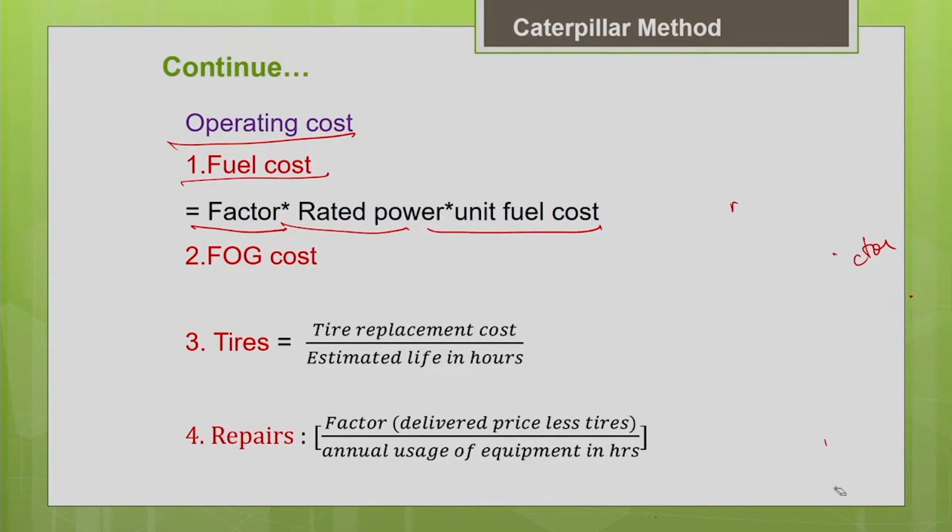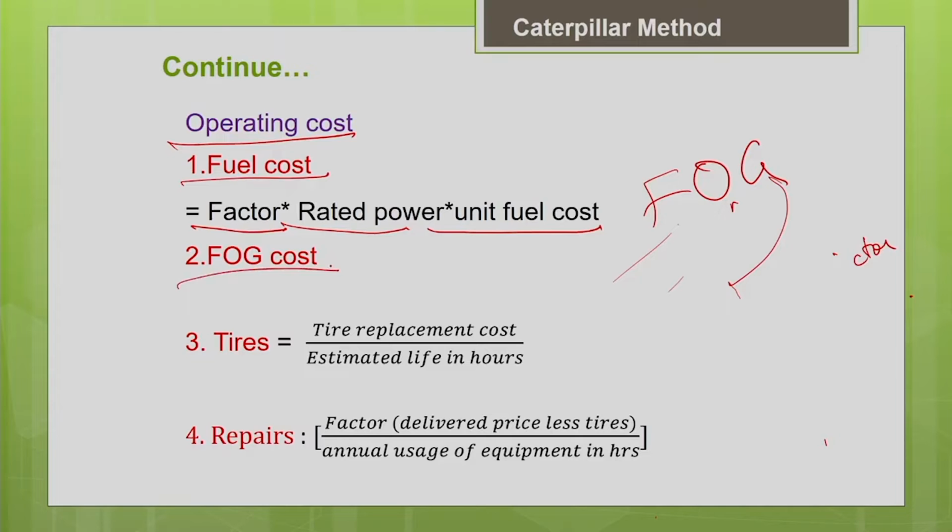Another important thing is FOG. FOG is nothing but filter, oil, grease. These are also consumables which are consumed during equipment operation. If you look into the Caterpillar Performance Handbook, you can see the hourly consumption of filters, lubricating oil and grease available for different equipment models, for different operating conditions. Directly you can take it, multiply it by the unit cost, and you will get the FOG cost.